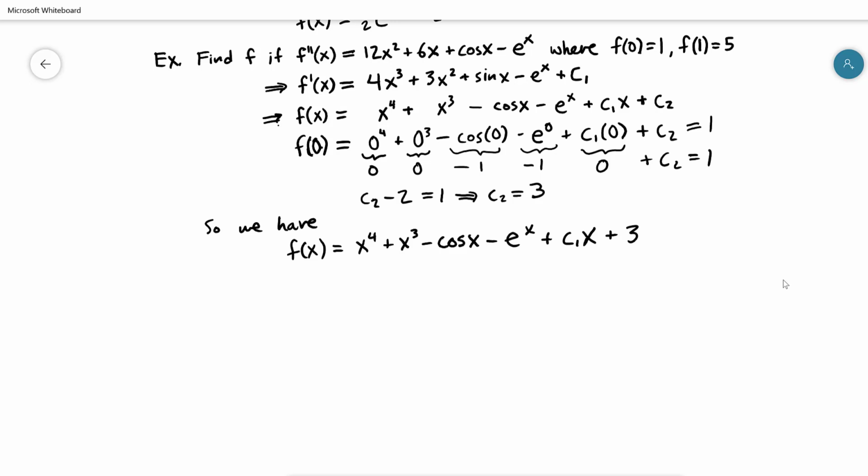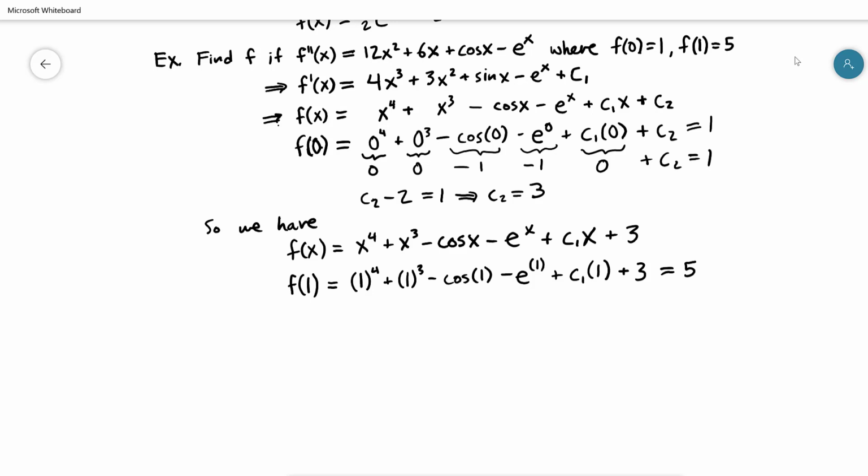And now we'll do the same thing that we did a minute ago, except now I'm going to evaluate this at 1, f of 1, using my second condition up here on the right. So f of 1 equals 5. Plugging that in, I will get 1 to the 4th power plus 1 cubed minus the cosine of 1, which I have no idea what that is, but that's fine, minus e to the 1 plus c1 times 1 plus 3. And that whole thing is supposed to be equal to 5.